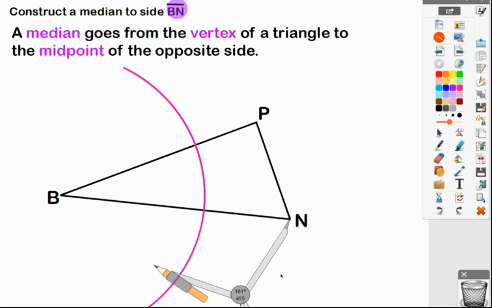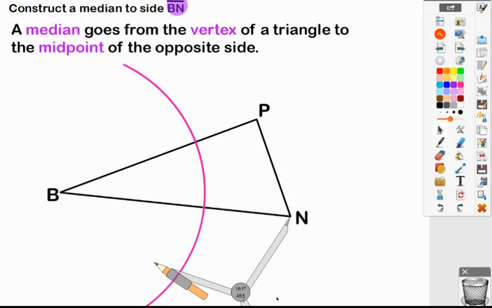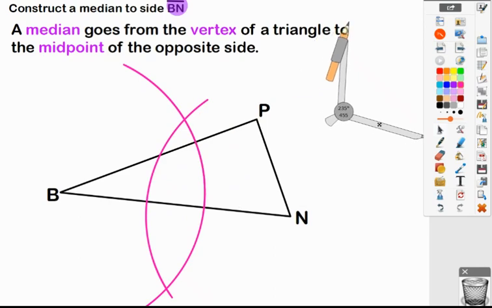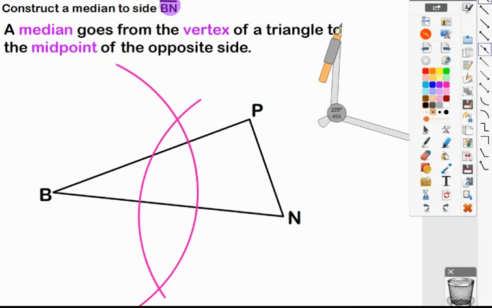Now, I want to point out that we are not going to change the size of our compass. This is the same size. We're just drawing now so that it crosses in two places. So our compass never changed width. Now that I have my two points, I can draw a line connecting them.